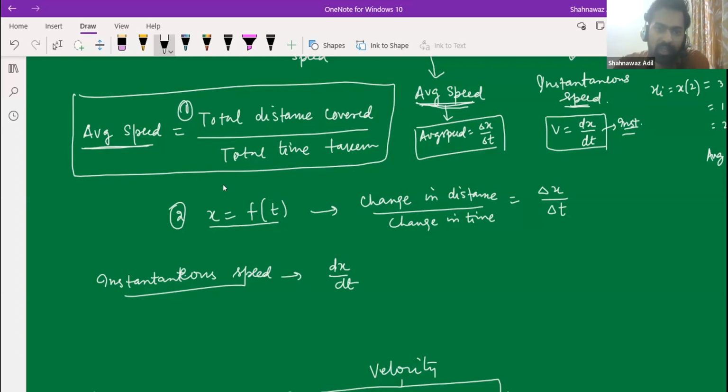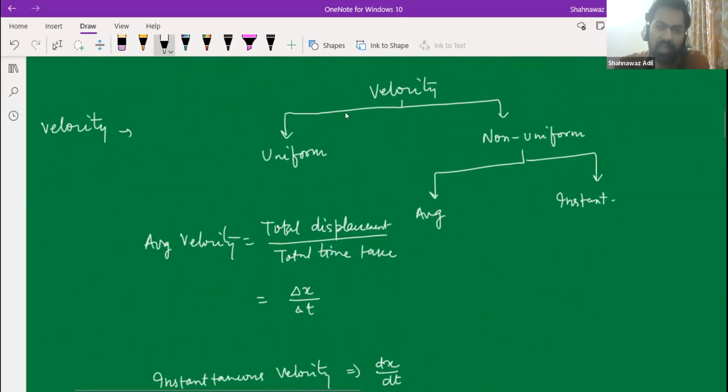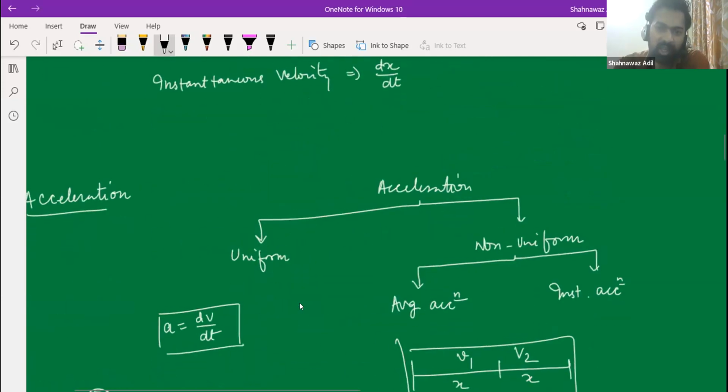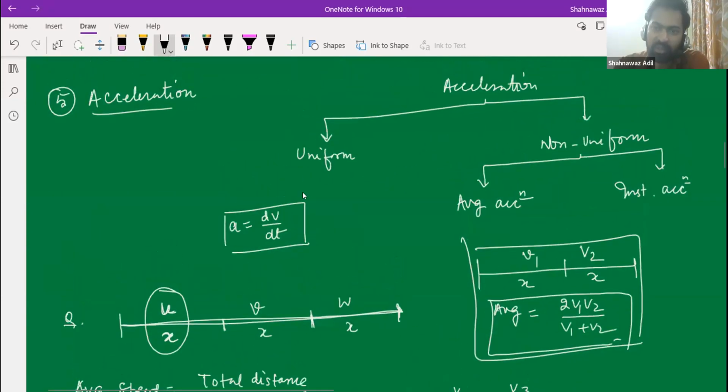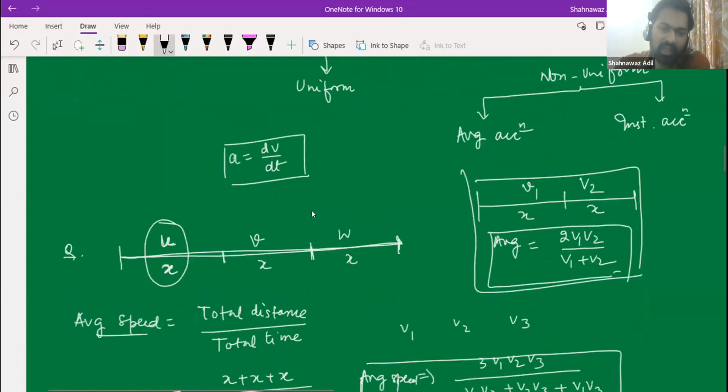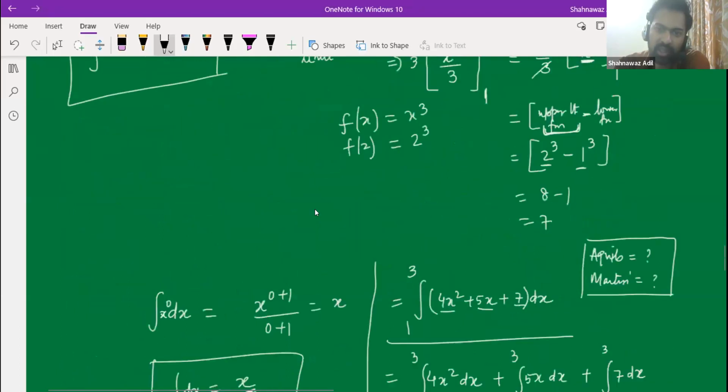Yes, sir. Yeah, so this is it, and then instantaneous speed we have discussed. Similarly, we have velocity. Velocity is uniform, non-uniform, and then average and instantaneous. So average is delta x by delta t. And then we have acceleration. So you have uniform acceleration and non-uniform acceleration, and then average acceleration and instantaneous acceleration, right? Average acceleration is delta v by delta t. Instantaneous is dv by dt. So these are the things that we will discuss now.